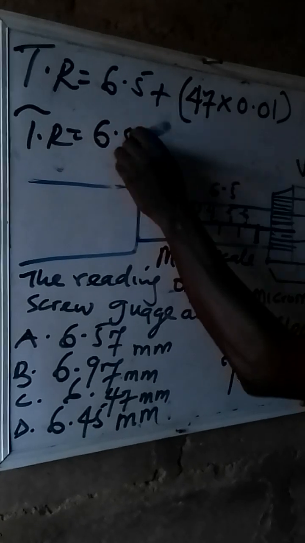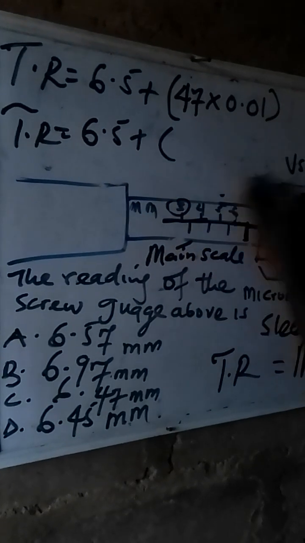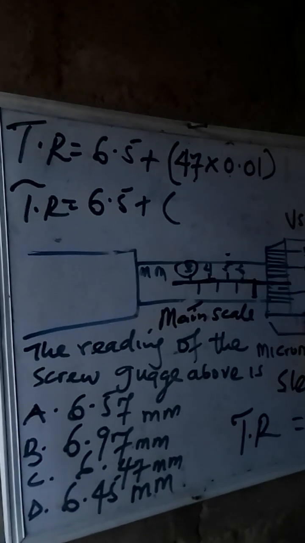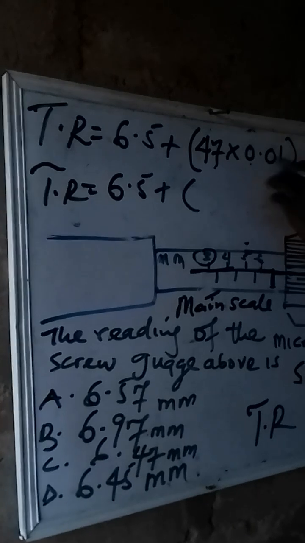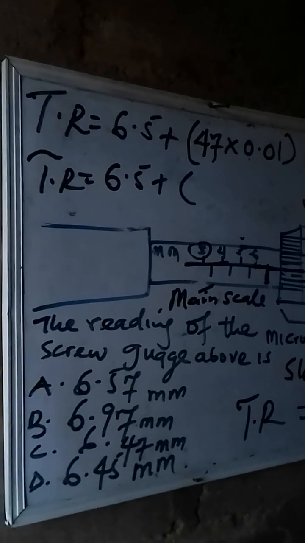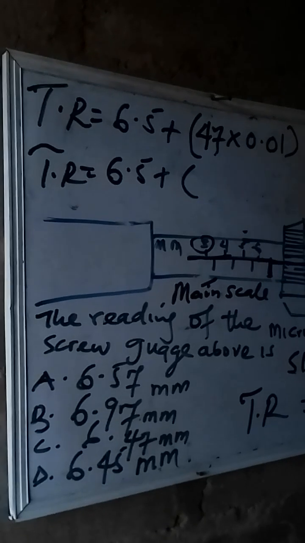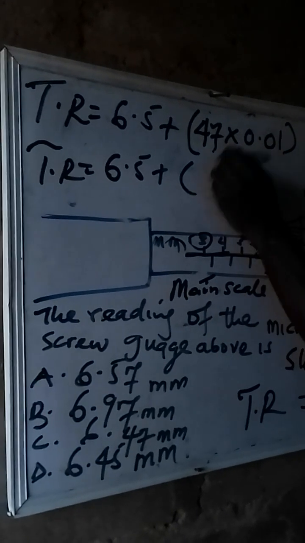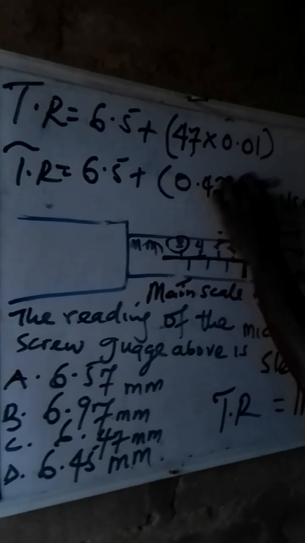It will now be 6.5 plus, this will be what now? When you times this with this, what would that be? 47 times 0.01, which is our least count. We also call it the precision scale. Are we together? Required by the micrometer screw gauge in millimeter, which will be 0.47.